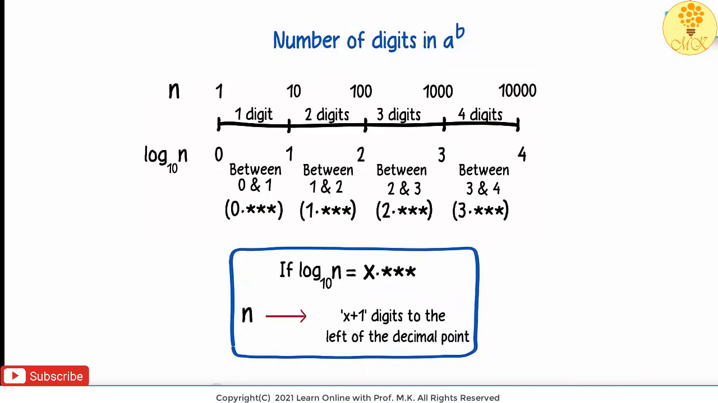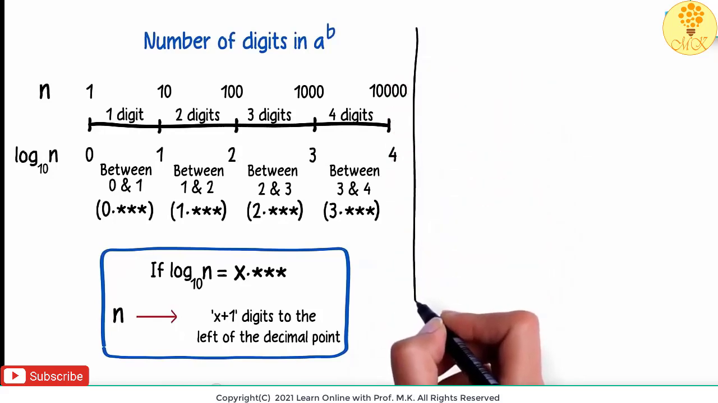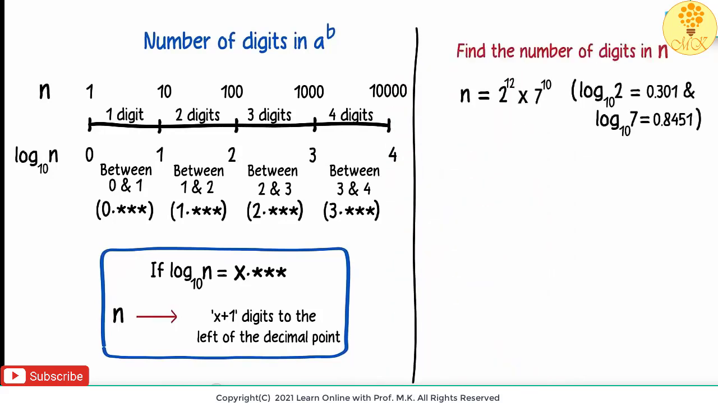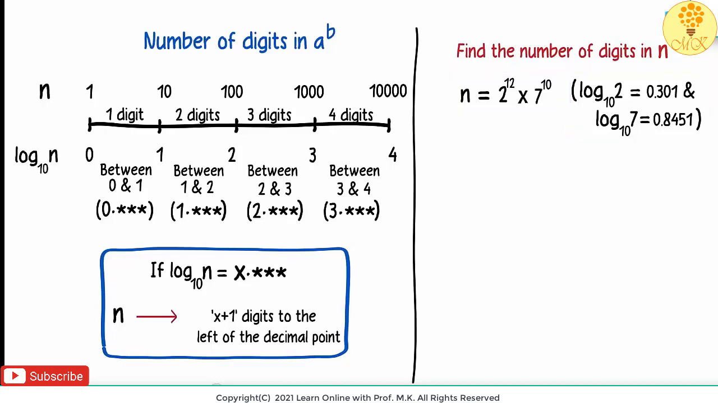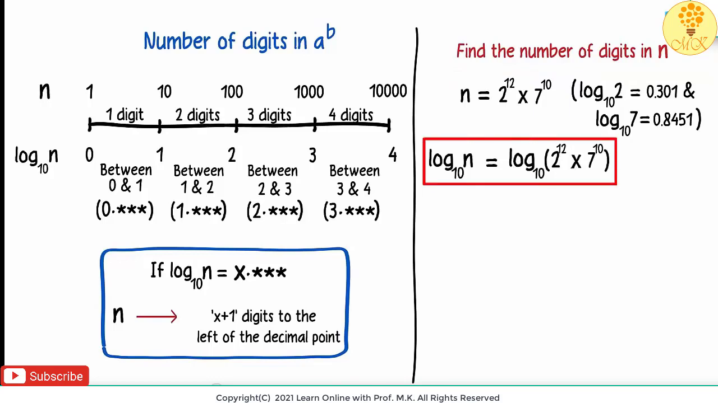Let's try out an example. There you go. We have to find the number of digits in this number. And we have been provided with these two logarithmic values. Needless to say, you aren't allowed to use the calculator. So let's try finding the log of the numbers. What will this be equal to?